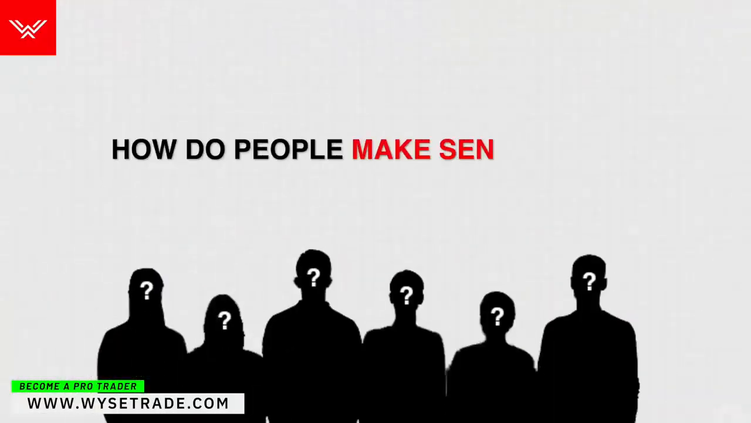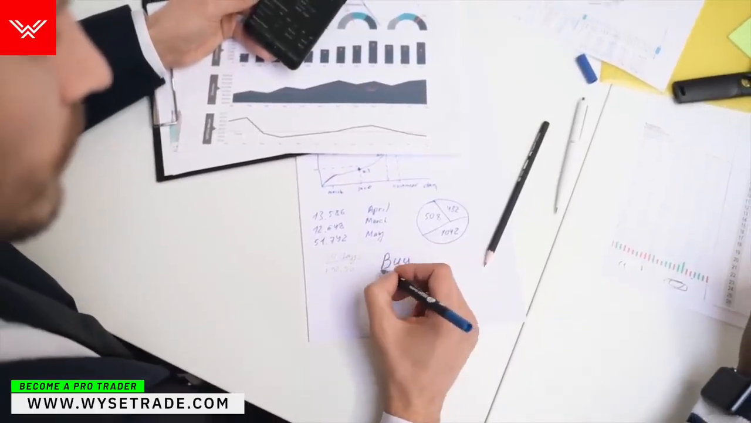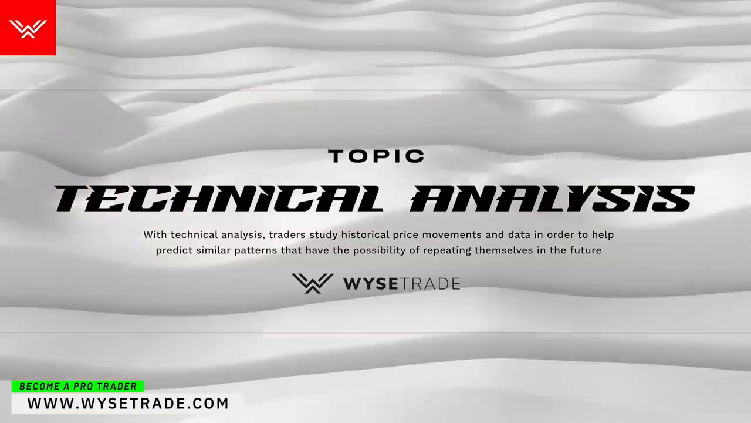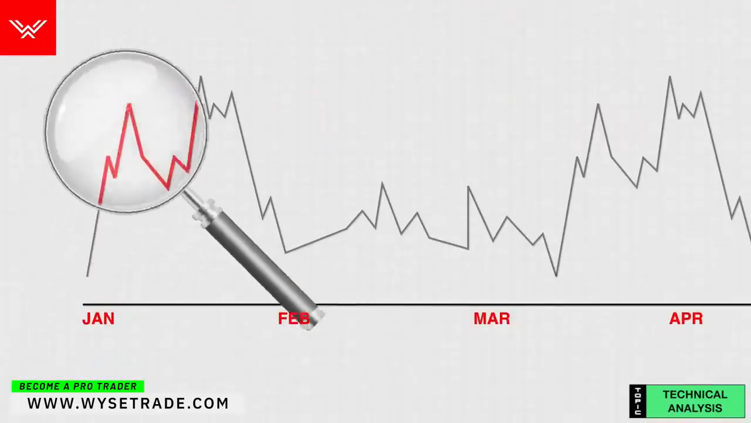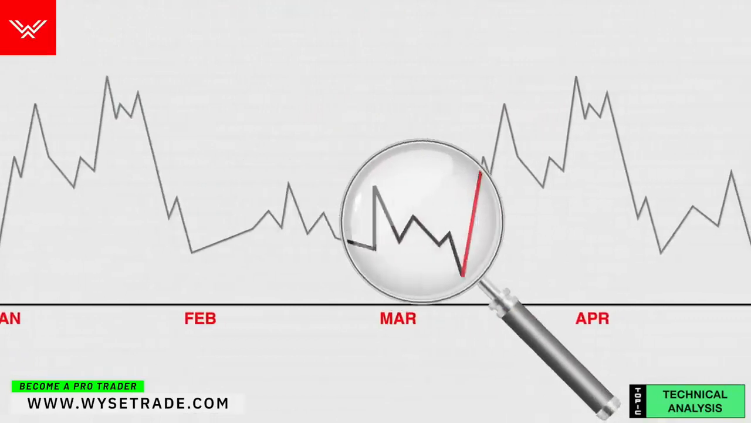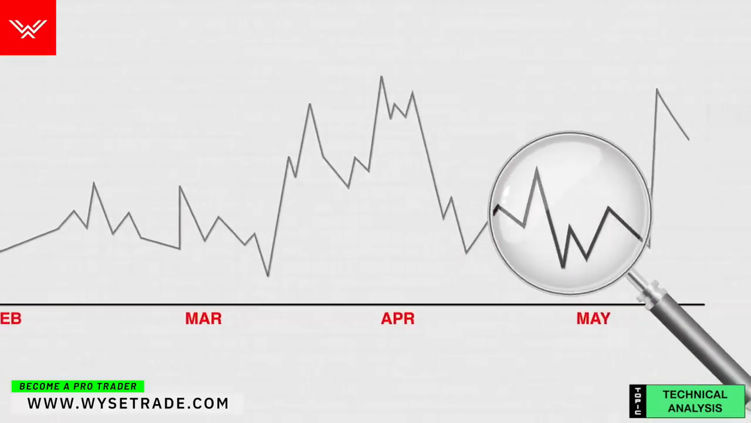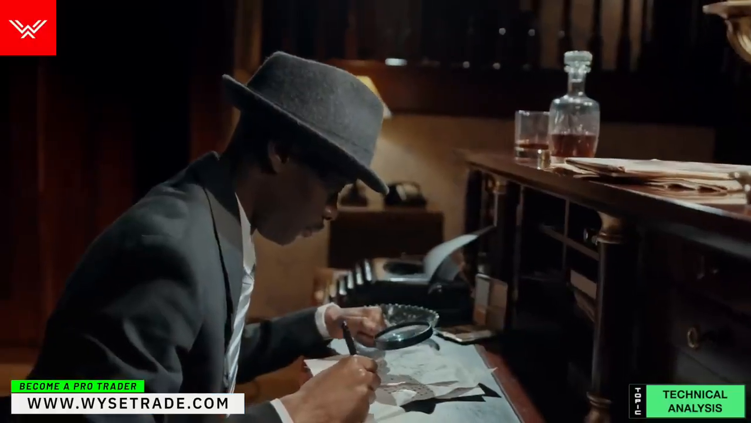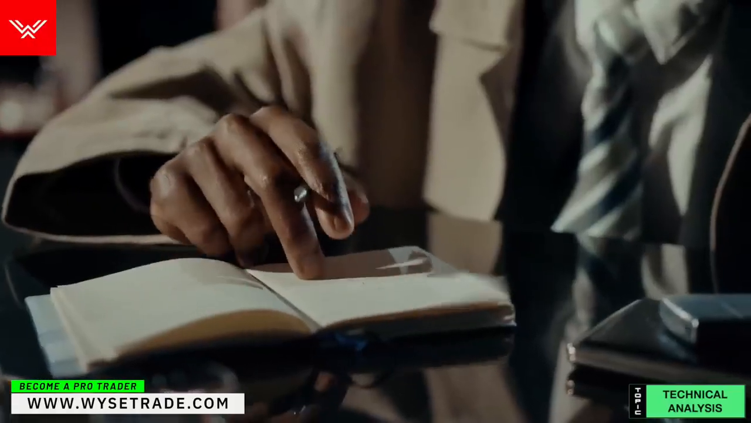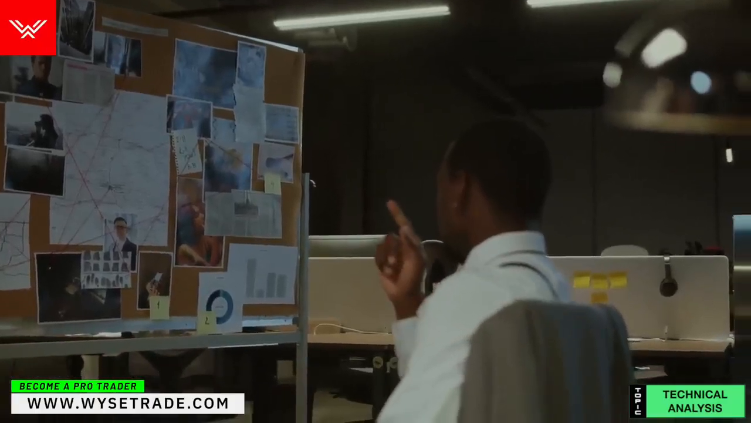So how do people make sense of the forex market? Well, traders can employ a range of trading strategies, one of which is technical analysis. With technical analysis, traders study historical price movements and data in order to identify similar patterns that have the possibility of repeating themselves in the future. The idea here is history loves to repeat itself. Think of technical analysis like a detective hunting down clues to uncover how an individual acted in the past in order to try and predict how they will act again in a similar way in the future.